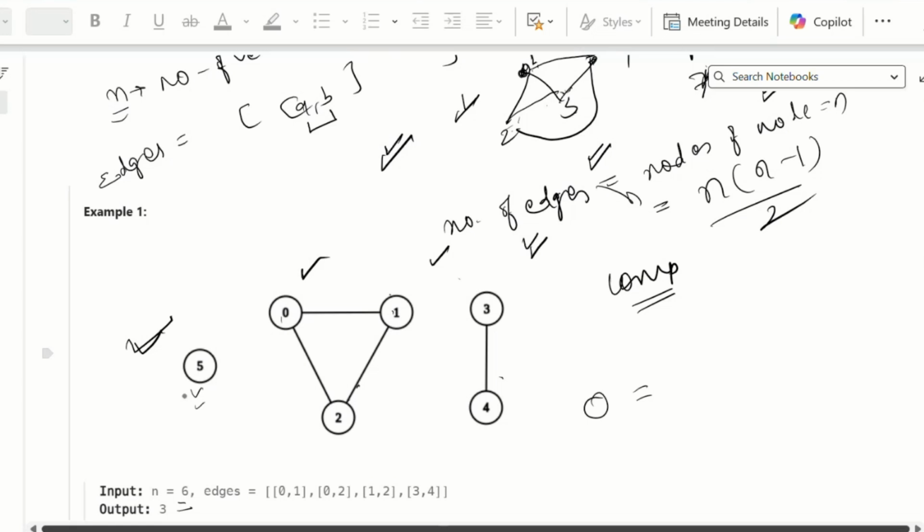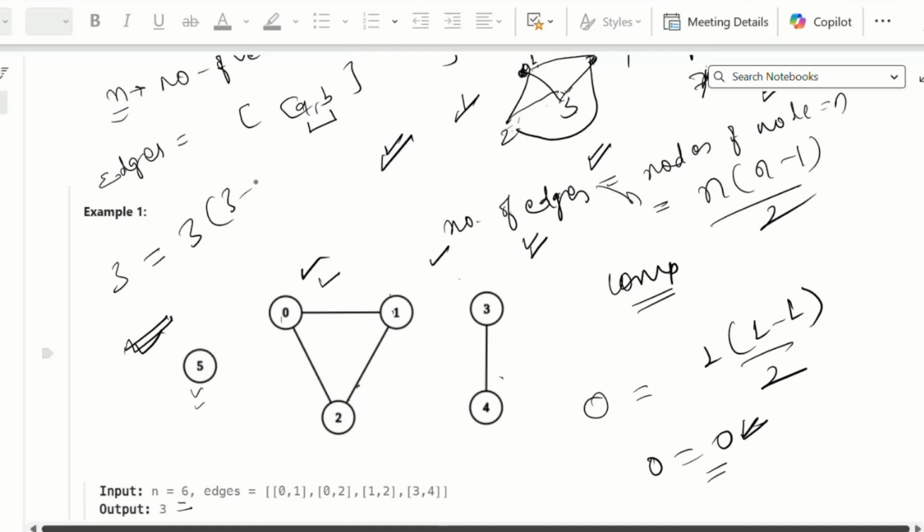Then the number of nodes is 1. 1 into 1 minus 1 divided by 2 is 0. So 0 equals 0, and we can say this equation is satisfied. So it is a complete connected component. Now going to this one, the number of edges equals 3 and nodes are also 3. So 3 into 3 minus 1 divided by 2, the 2 cancels and 3 equals 3. The equation is satisfied, so this is also a complete component.